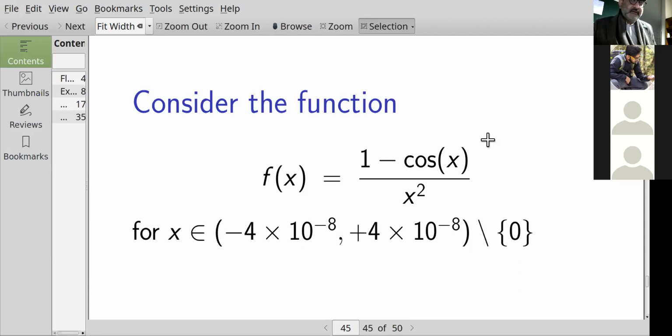Think back to Calculus 2 and Taylor series. What should this be? Should it be a very large number? Okay. It should be 1. Right? Maybe. Okay. What's the limit as x goes to 0 of 1 minus cos of x over x squared? Do you know?